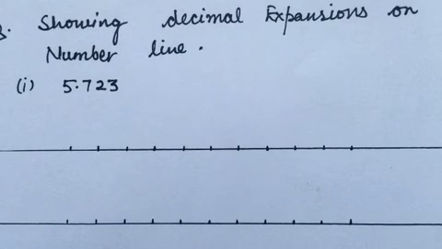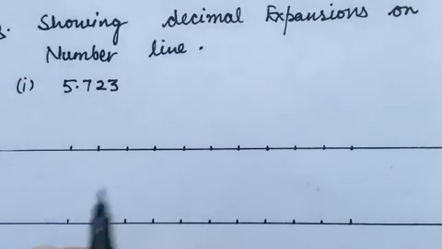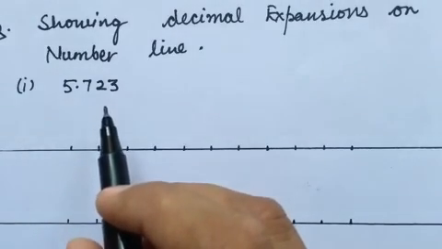Hello everyone. In this video, we will learn how to show decimal expansions and irrational numbers on the number line. So first of all, this question is here: 5.723. We have to show this number on the number line.